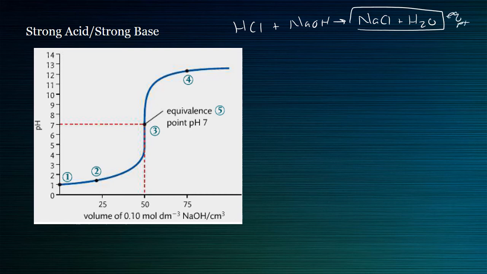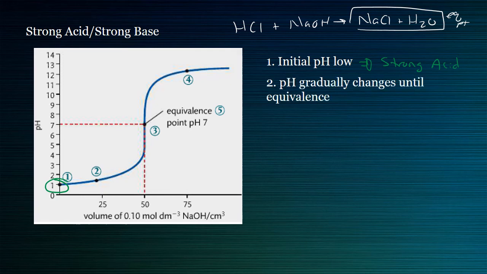Okay, so how do we go through and interpret the graph? So there's numbers, and you're going to have notes based off those numbers. So if you look, the initial concentration, the initial pH is very low. That signifies that you are working with a strong acid. Okay, whatever is in the flask below the burette is where you're going to start reading your pH values. Okay, so that means the acid is in the flask and we're adding base to the acid. The pH is going to gradually change. As you can see, it's not very sharp, it's very gradual until we hit the point of equivalence.